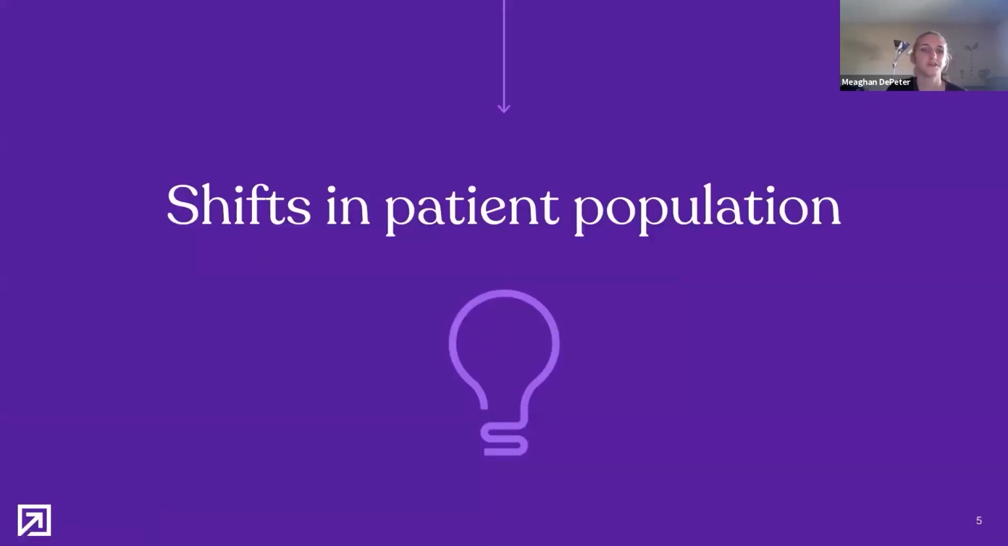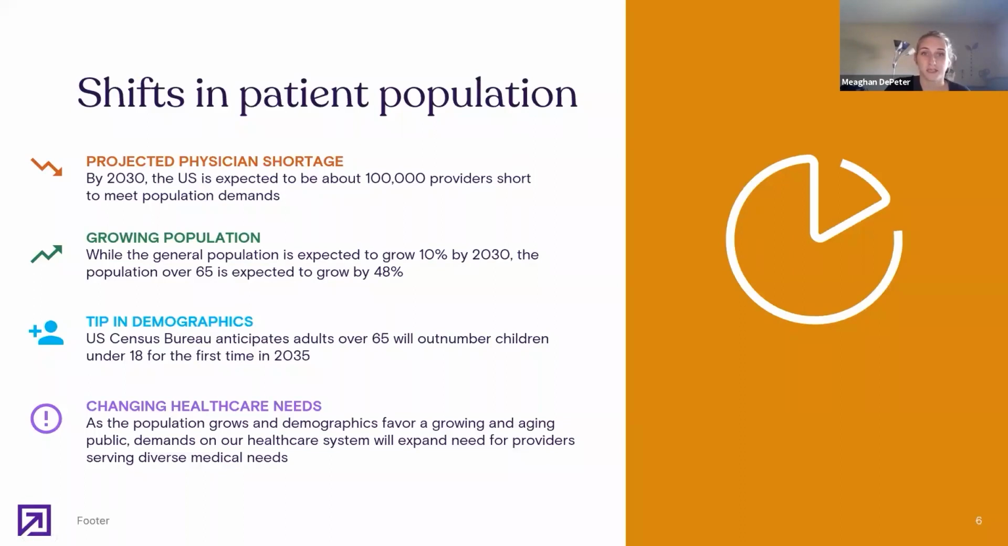But now that you see how Definitive plays a role in the big picture, let's start with discussing shifts in the patient population. When we start to look at some statistics, we can understand some critical things about the changing healthcare landscape. By 2030, the US is expected to be about 100,000 providers short to meet population demands. Reason being is that while through 2030, the general population is expected to grow 10%, the population over the age of 65 is expected to grow by 48%.